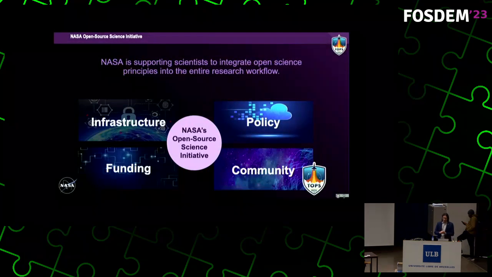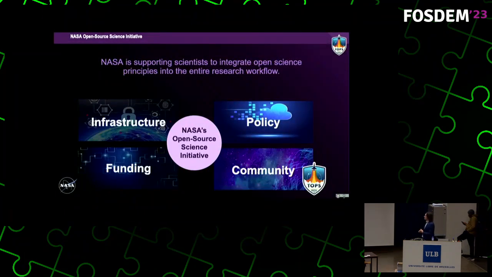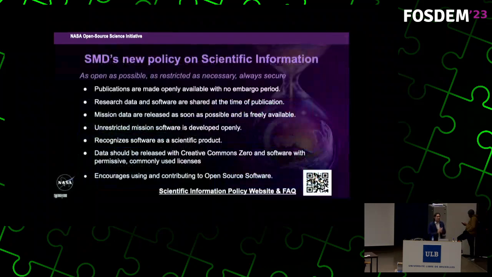And so the NASA Open Source Science Initiative is supporting scientists to integrate open science principles into the entirety of their research workflow. NASA's OSSI is $20 million per year, and we're hoping to increase that further in an effort to increase open science across NASA. We have four areas that we're mainly focusing on, which are infrastructure, policy, funding, and community. I'm going to touch on some of the work that we're doing in at least three of these areas.